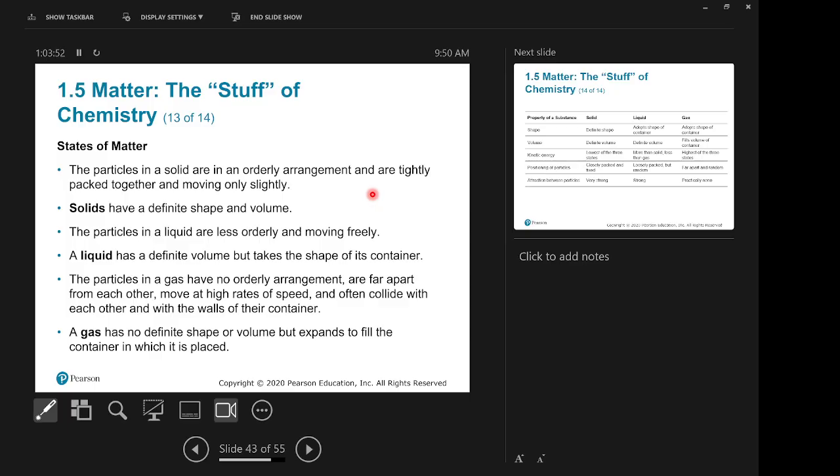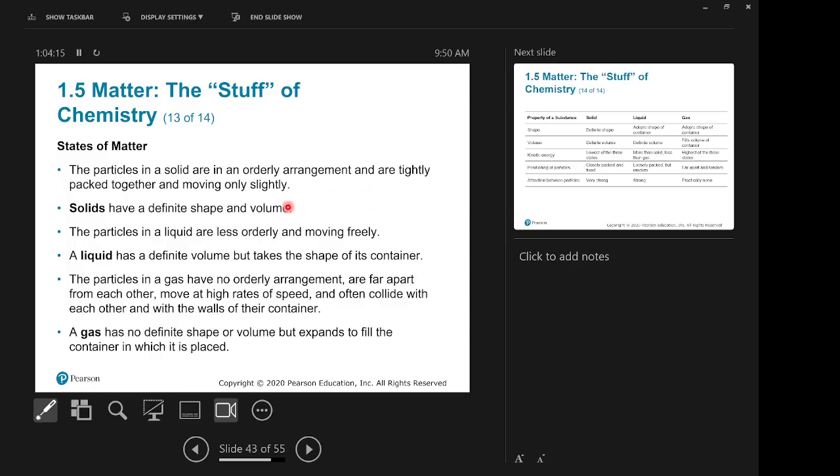Particles in a liquid are going to be less orderly and moving around freely. So a liquid is going to have a definite volume, but takes the shape of its container. You can all see this from that bottle right there. Would you mind waving your bottle? Thank you very much. And you can see how it conforms to the shape of the container, but has flow, right? So it expands to fill that container.